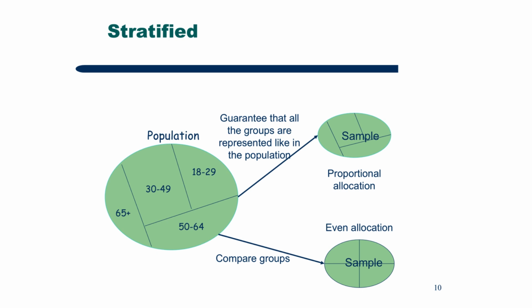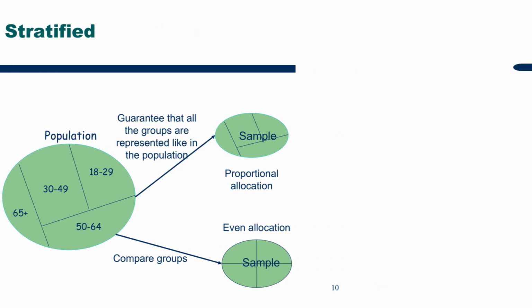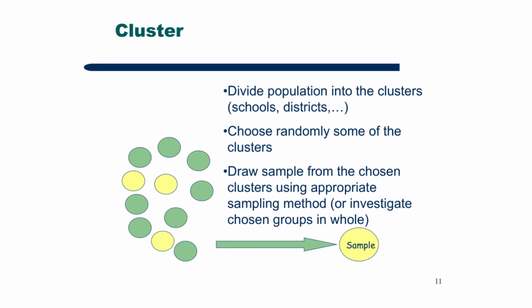Stratified sampling is especially useful when there are important differences between subgroups, and it improves the accuracy and representativeness of the results. Cluster sampling is a method where the population is divided into natural or pre-existing groups, called clusters, such as schools, districts, or neighborhoods.